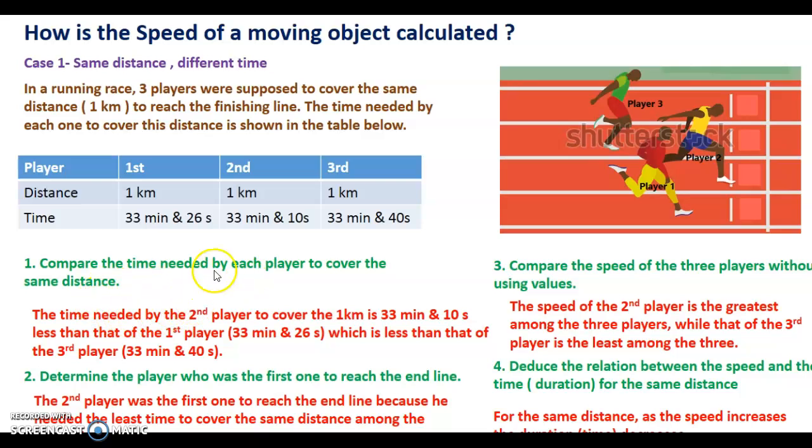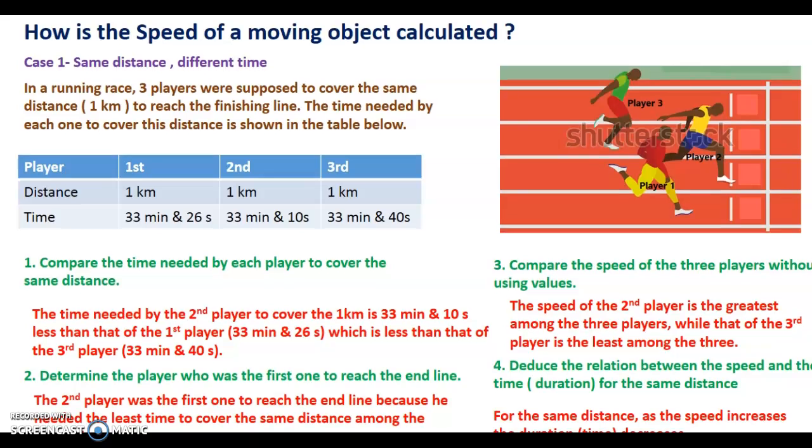The time needed by the second player to cover the 1 kilometer is 33 minutes and 10 seconds, less than that of the first player, which is 33 minutes and 26 seconds, which is less than that of the third player, 33 minutes and 40 seconds. Now determine the player who was the first one to reach the end line.